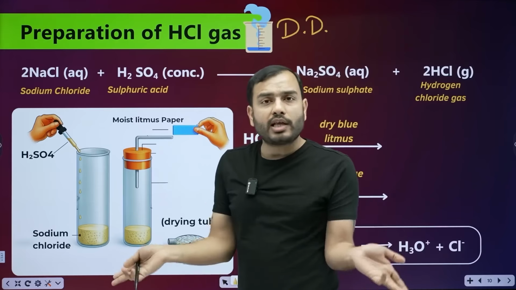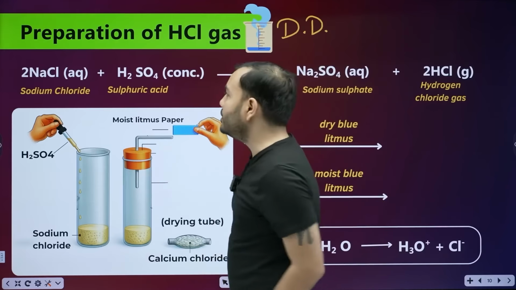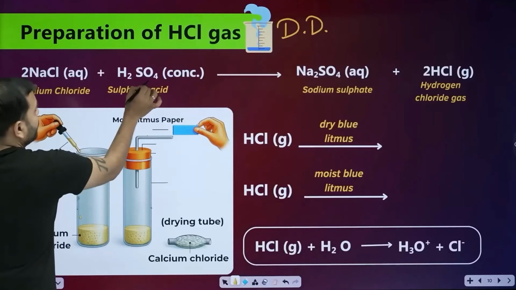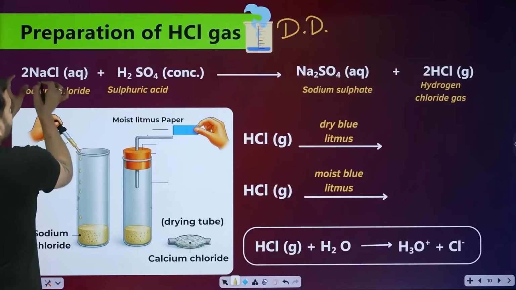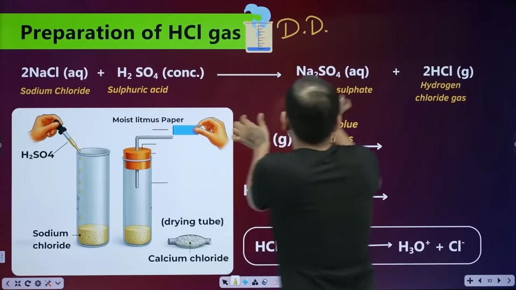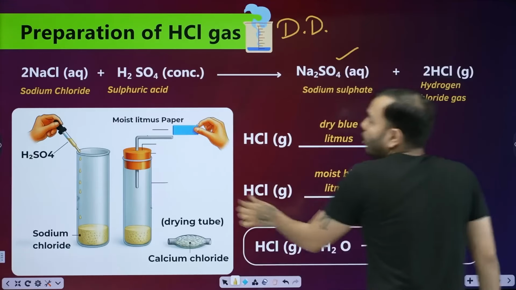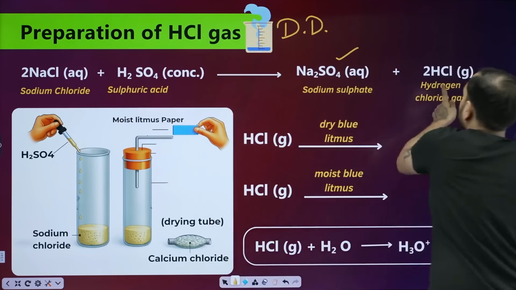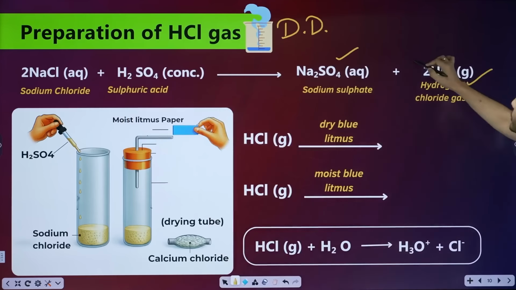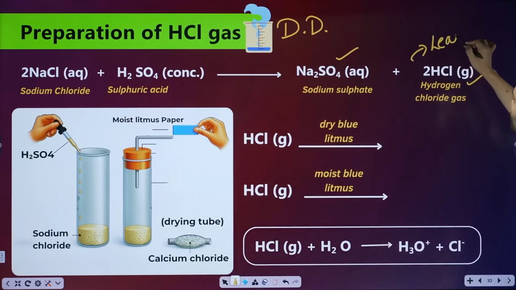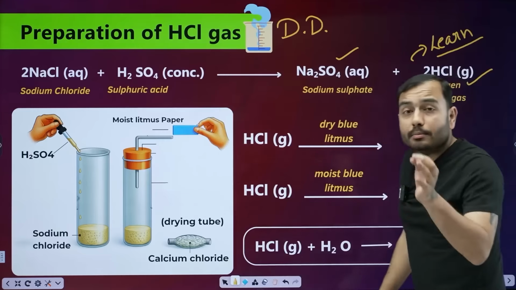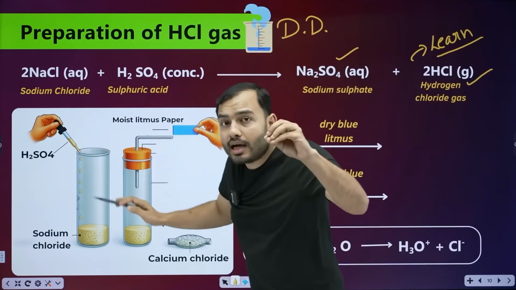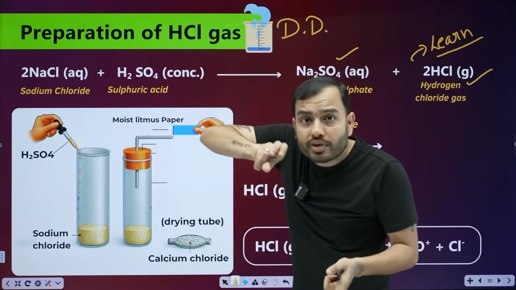What happens in double displacement? Alta palti happens. So Na will go and combine with SO4, and Cl will go and combine with H. Na combines with SO4 and becomes Na2SO4. And Cl combines with H to form the compound HCl gas. So this reaction, beta, you should remember. It will be asked in exams which reaction produces HCl. What would we take? We took salt. Then we put sulfuric acid in it.